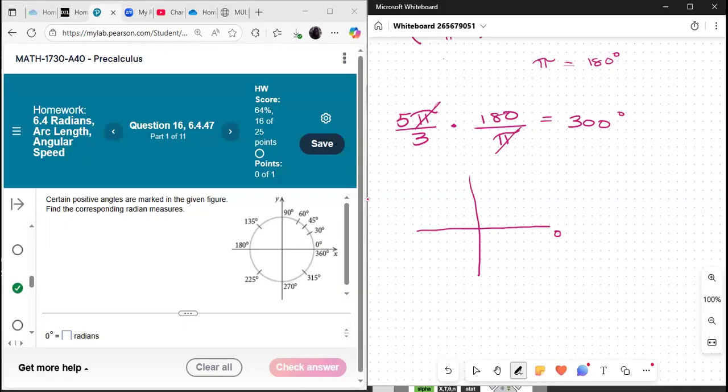Okay, so degrees, we got 0, and a full rotation is 360 degrees. Half a rotation is 180. I'll just keep taking halves. This is 90 degrees. Add 90 to 180 and we get 270. And then we can have our special angles.